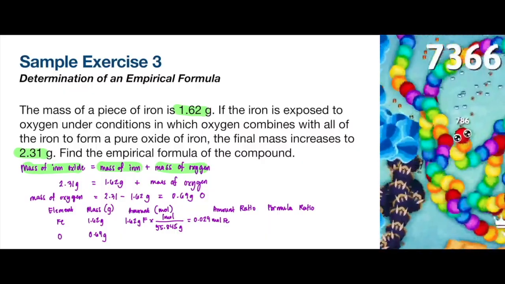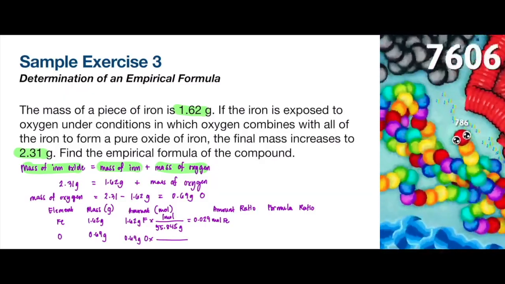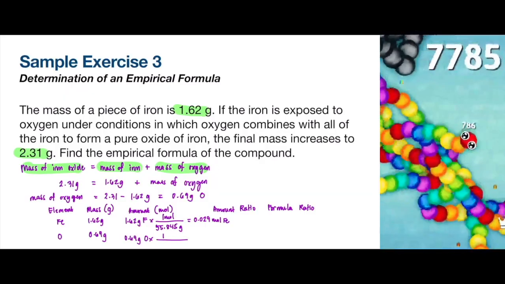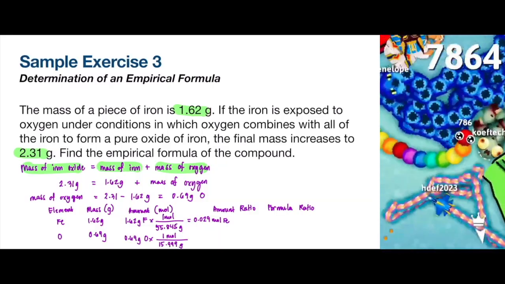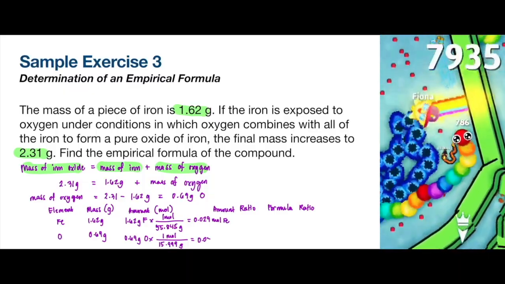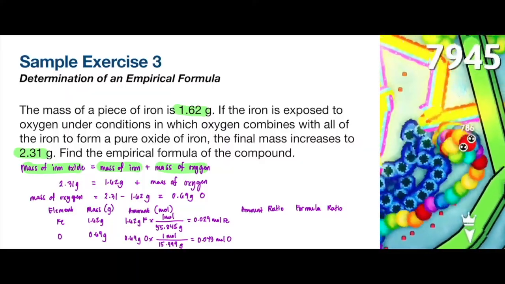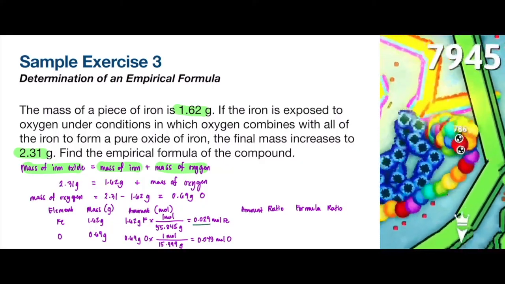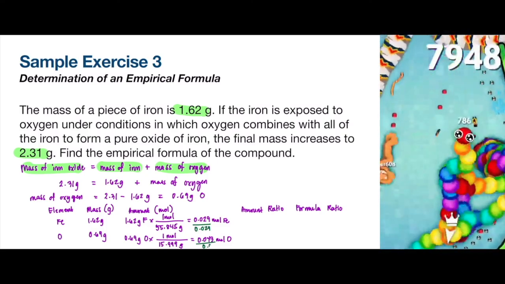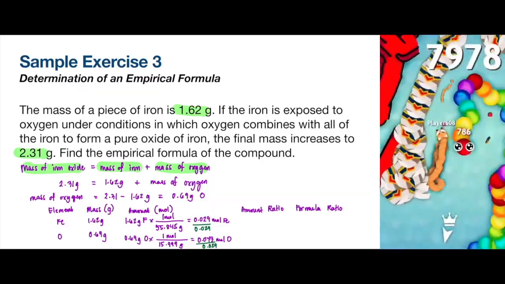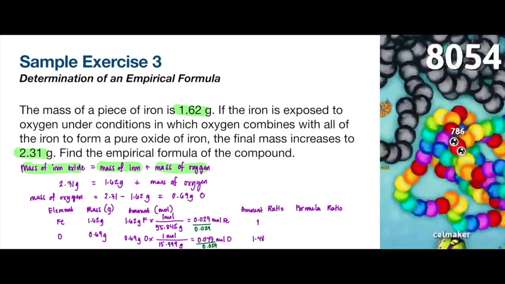On the other hand, for oxygen, 0.69 grams of oxygen multiplied by the conversion factor, which is the molar mass, wherein 1 mole of oxygen weighs 15.999 grams. And this is equal to 0.043 moles of oxygen. Now, to solve for the amount ratio or the mole ratio, we have to divide both numbers by the smallest number, which is 0.029. So dividing both sides by 0.029, our amount ratio is 1 is to 1.48 or 1.5.